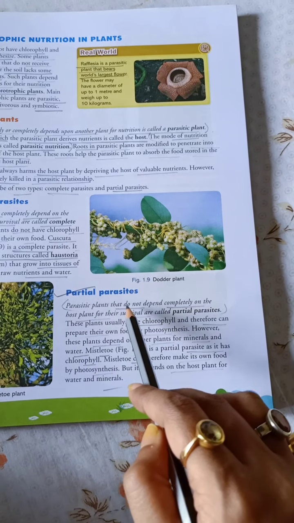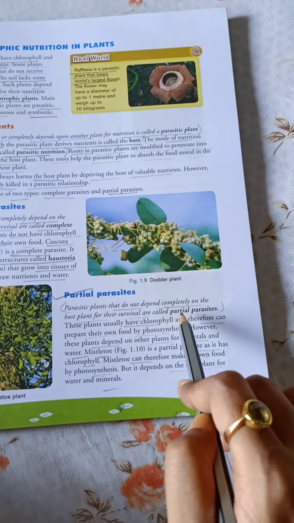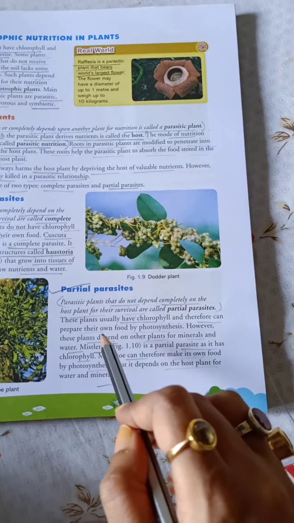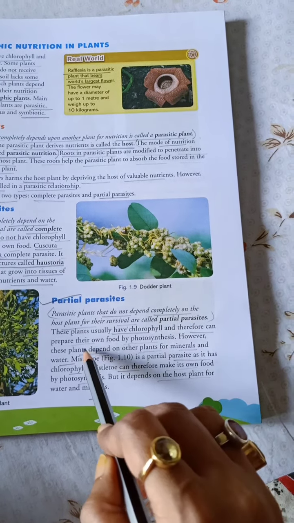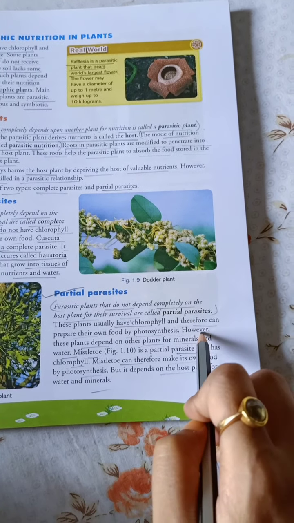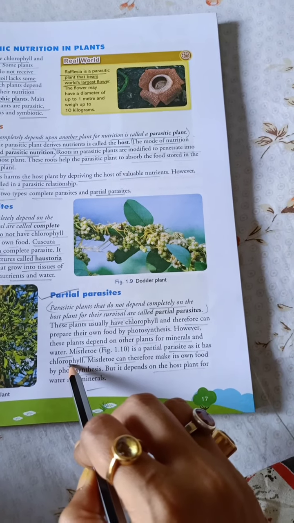Now partial parasites. Parasitic plants that do not depend completely on the host plant for their survival are called partial parasites. They depend partially on the host plants because they usually have chlorophyll, and therefore they can prepare their food by themselves by the process of photosynthesis. However, these plants depend on other plants for minerals and water.